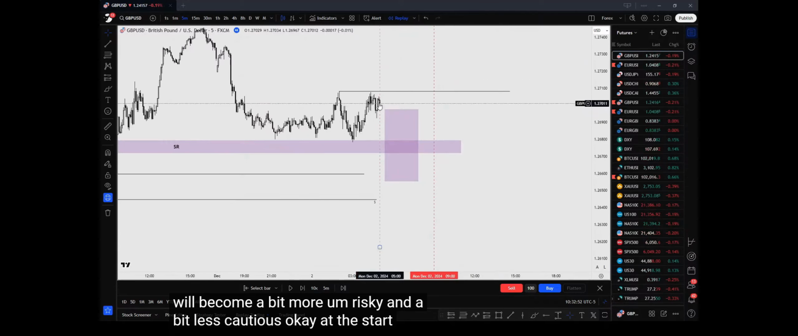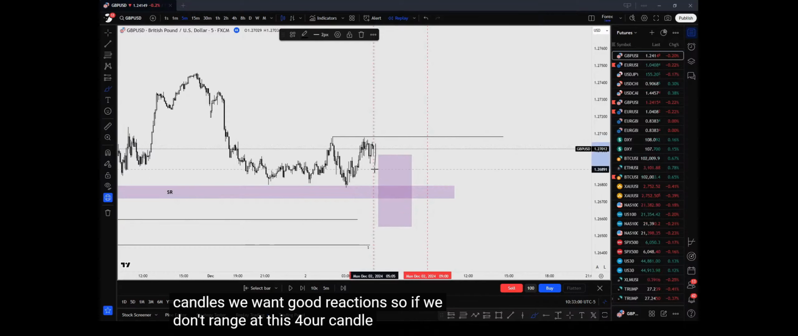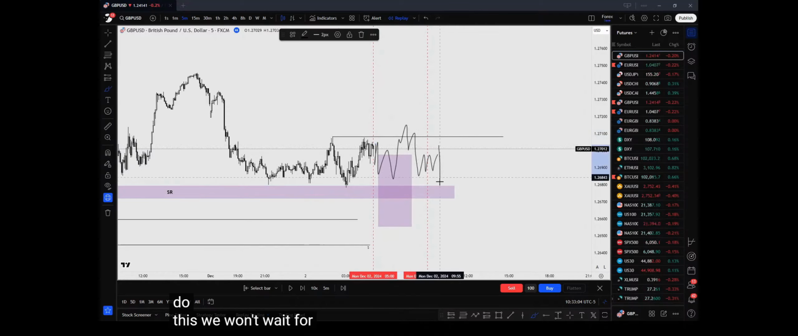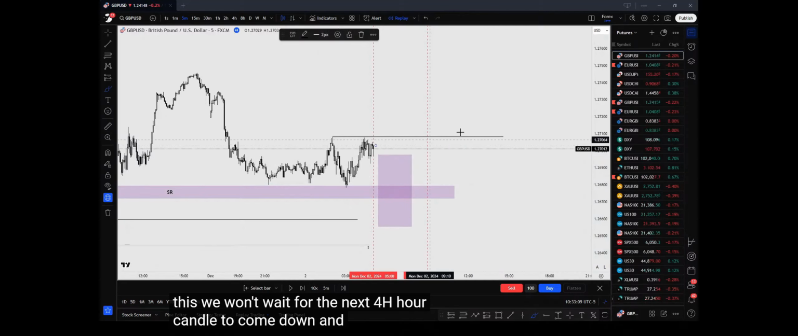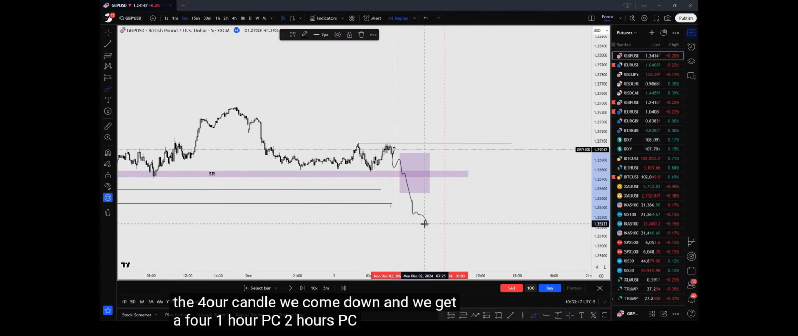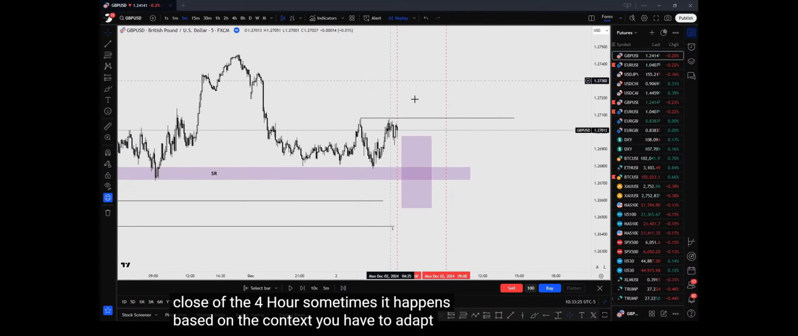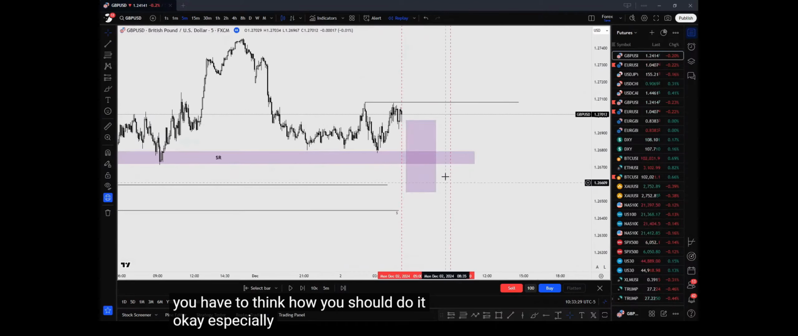Okay. At the start of 4, as we said, at the start of candles, we want good reactions. So if we don't range at this 4-hour candle, we won't wait for the next 4-hour candle to come down. And we will wait. But if suddenly at the start of the 4-hour candle, we come down and we get a 1-hour PC, 2 hours PC, then we might go long here and not wait for the close of the 4-hour. Sometimes it happens. Based on the context, you have to adapt. You have to think how you should do it. Okay? Especially if the PC is really clear. Now let's go.